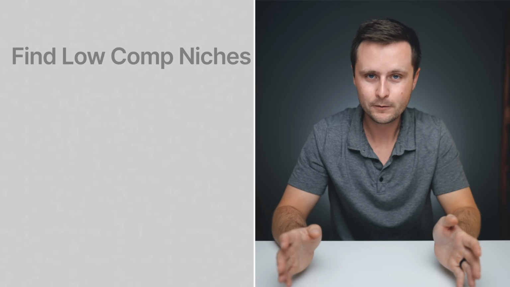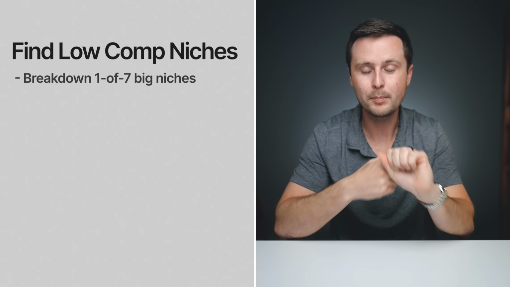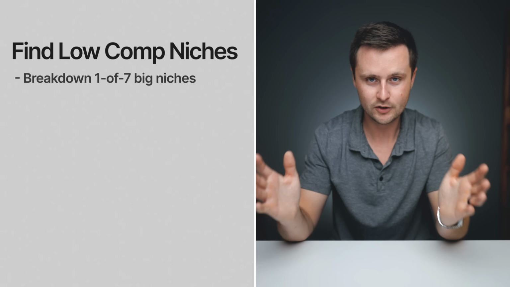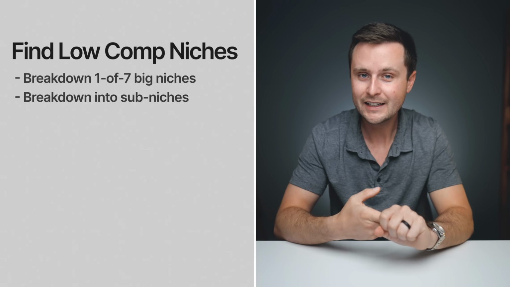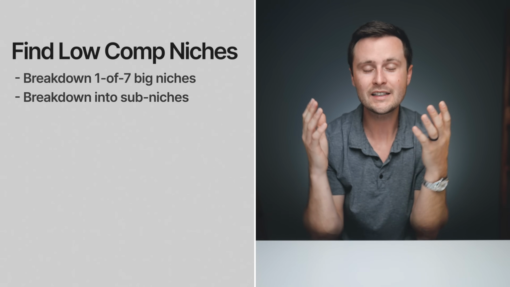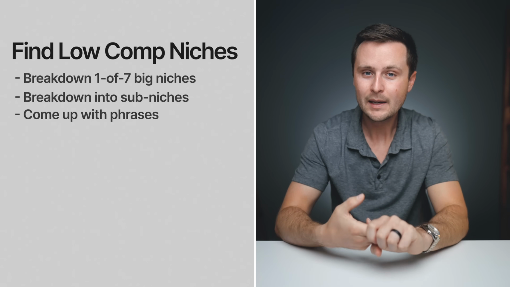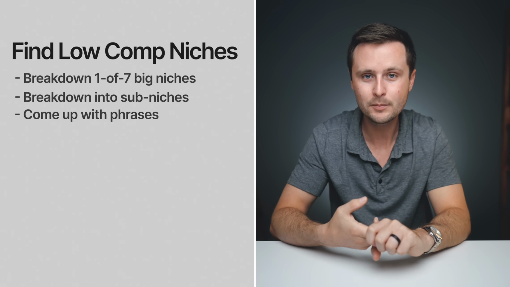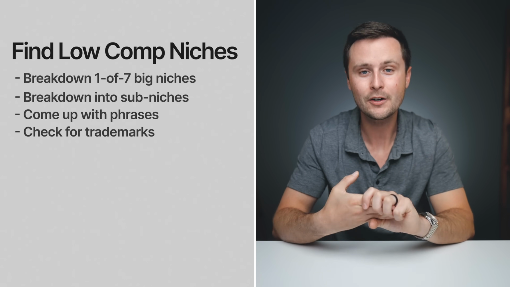So far we've done a few steps. We've taken one of those 7 big old general niches and we broke it down into smaller niches. And then we've taken that smaller niche and broke it down into all of the sub niches that we need. Then we came up with 10 phrases about that sub niche, and then we checked them to make sure that they are not trademarked. So from here, we really only have one more step, and that is creating the designs based off of these slogans that we just came up with.